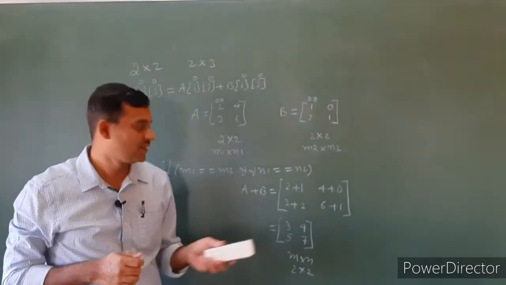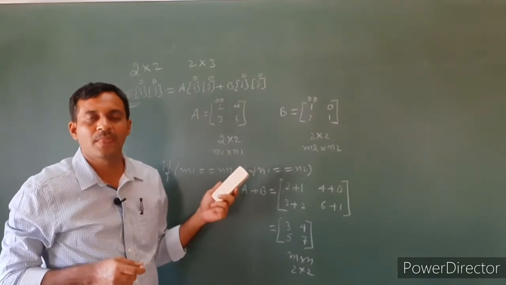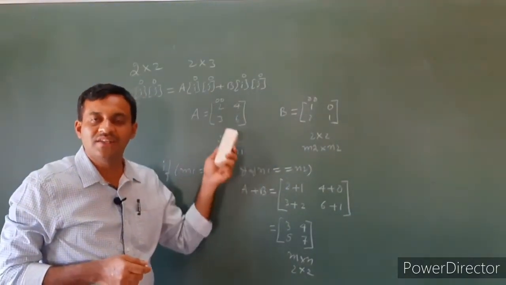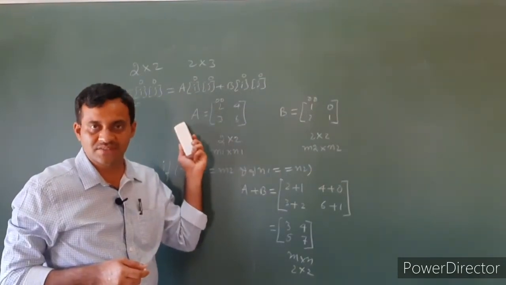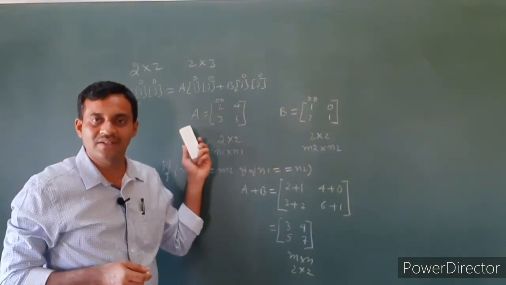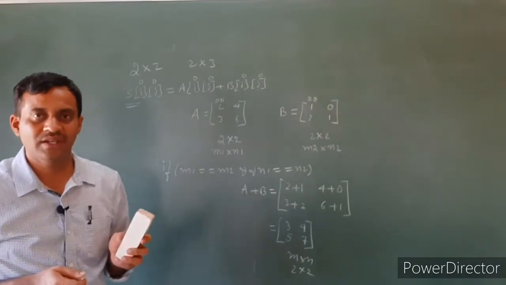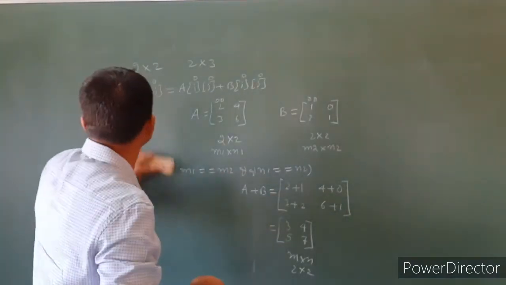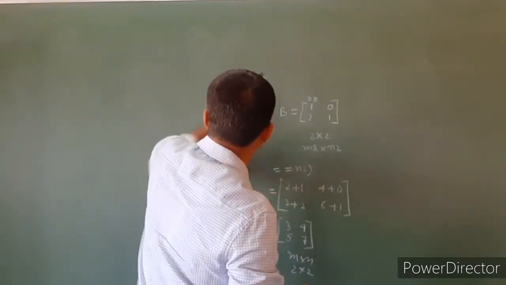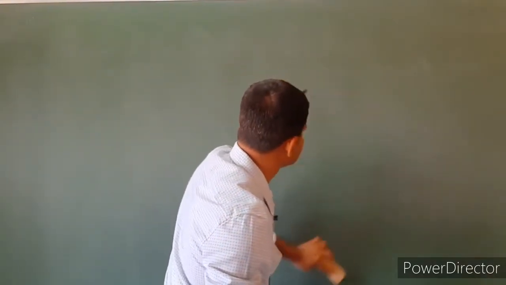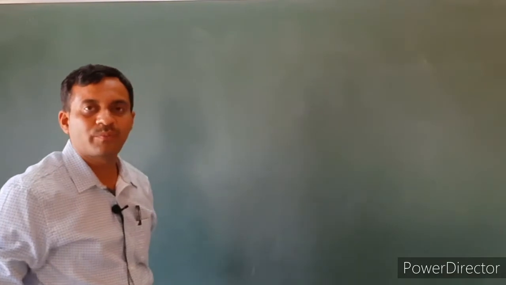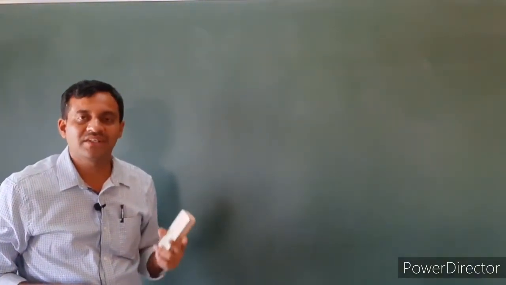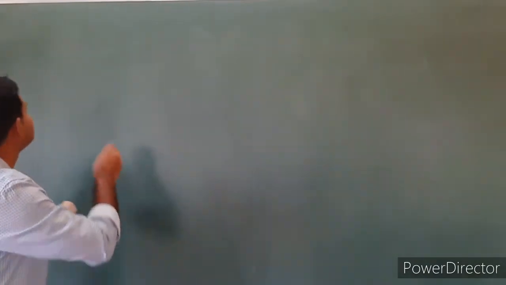See the procedures. First, verify the compatibility, then access each element from both the matrices, then assign the result to the resultant matrix. So these are the procedures. Let's write a program. Addition of matrices needs two matrix elements.